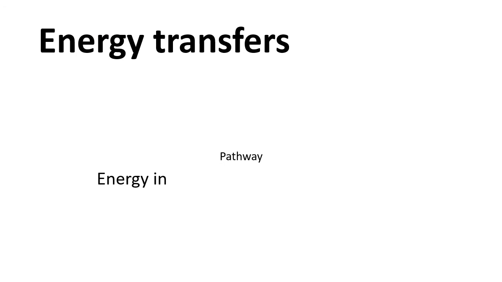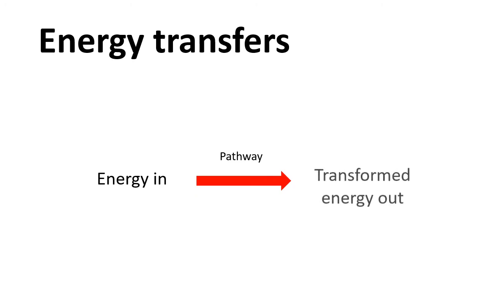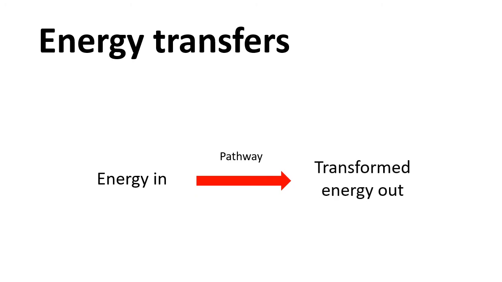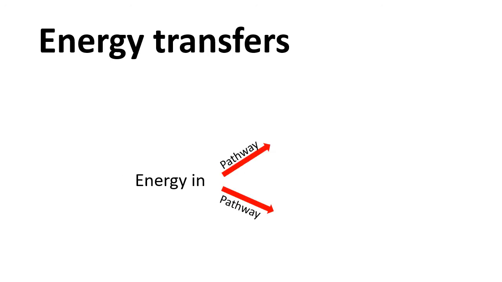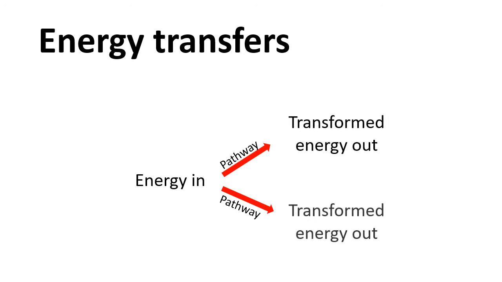Energy transfer pathways always look like this: energy comes in, there is some pathway, and energy is transformed into some output energy. This energy transfer could be a single pathway or a double pathway or sometimes triple pathway. Your input energy is transferred to the output energy and it converts from one form to other forms, but the total energy of the system remains constant. This is the law of conservation of energy.